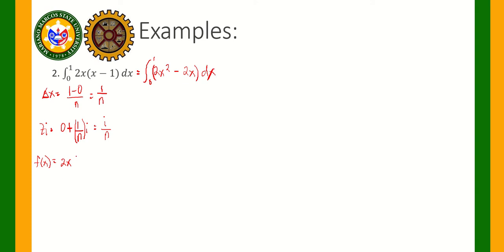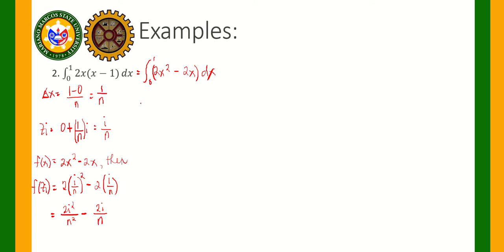Since f of x is equal to 2x squared minus 2x, then f of z sub i is equal to 2 times (i over n) quantity squared minus 2 times i over n. So simplifying this one, this is equal to 2i squared over n squared minus 2i over n. Okay? So ito yung substitute natin.